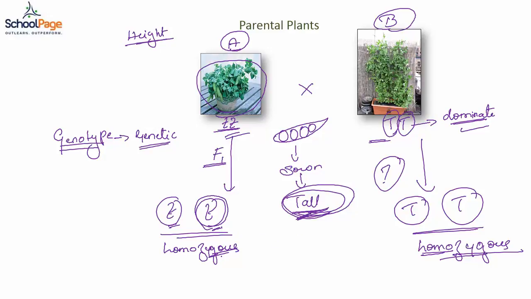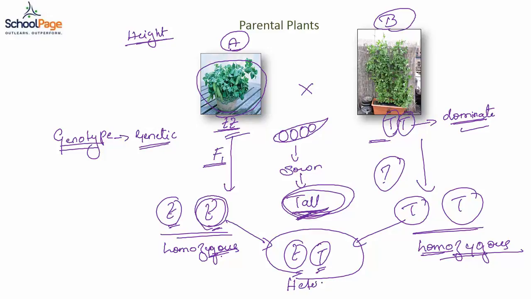Now the gametes are produced. When the cross is made, the gametes come together because now these two plants are the parents. They donate their genes to the offspring. So one gene from here and one gene from here. The genotype of the offspring is capital T and small t. Now you can see here there are two different characters, one the capital T and the other small t. This condition is known as heterozygous condition.